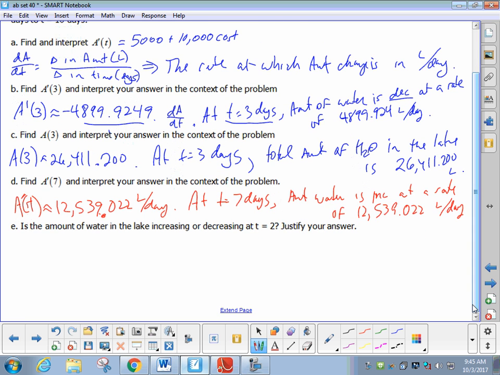Okay, so part E, this is also a question you'll see, and it requires a little bit of calculus. Is the amount of water in the lake increasing or decreasing at time 2? Do not do this in a, hey, here's the graph, and see right here, the graph is going down, and that's not justification, okay? A graph is never going to work for justification. Don't say, see, it's going down, it's decreasing.